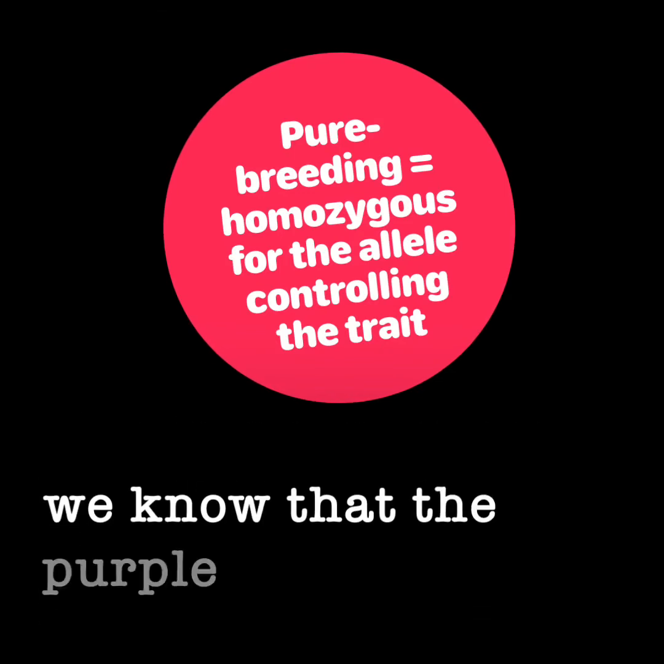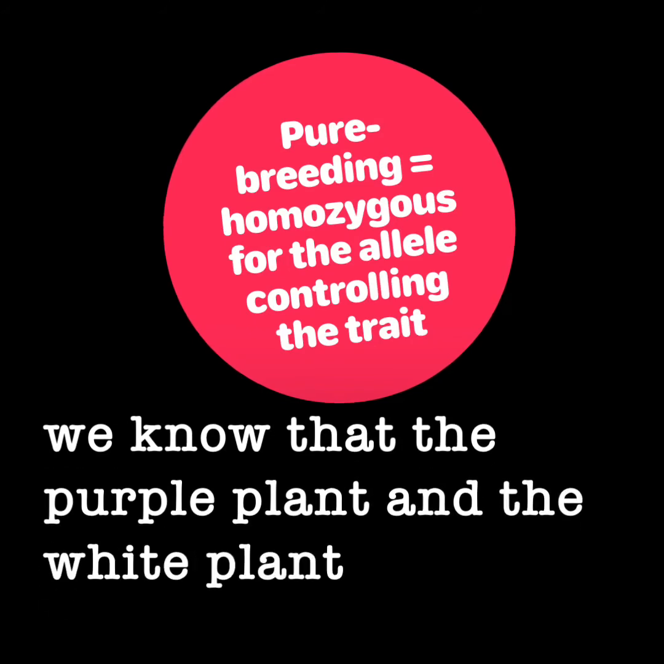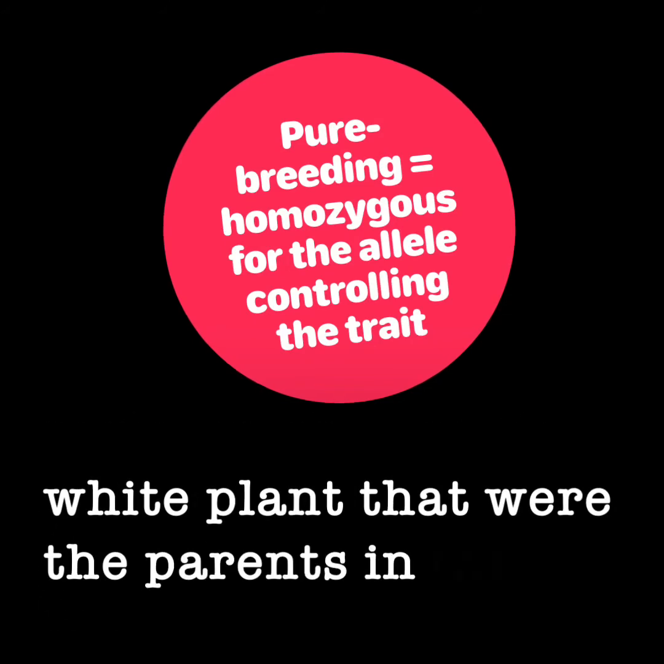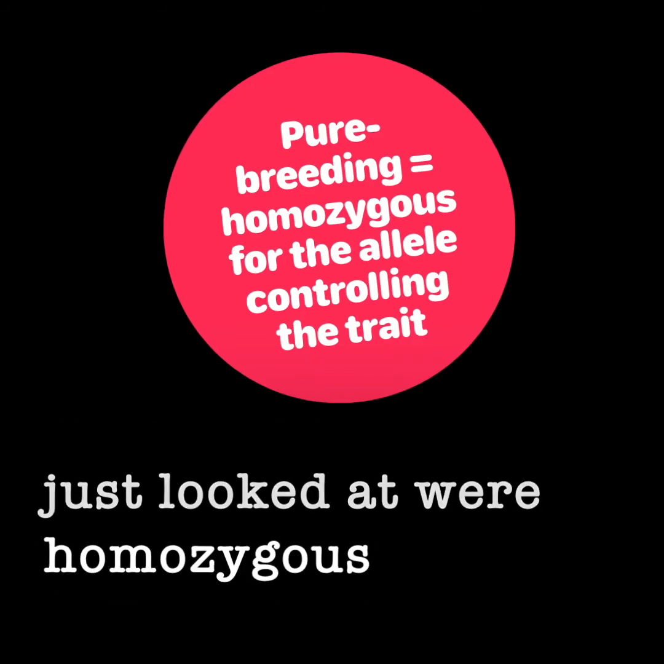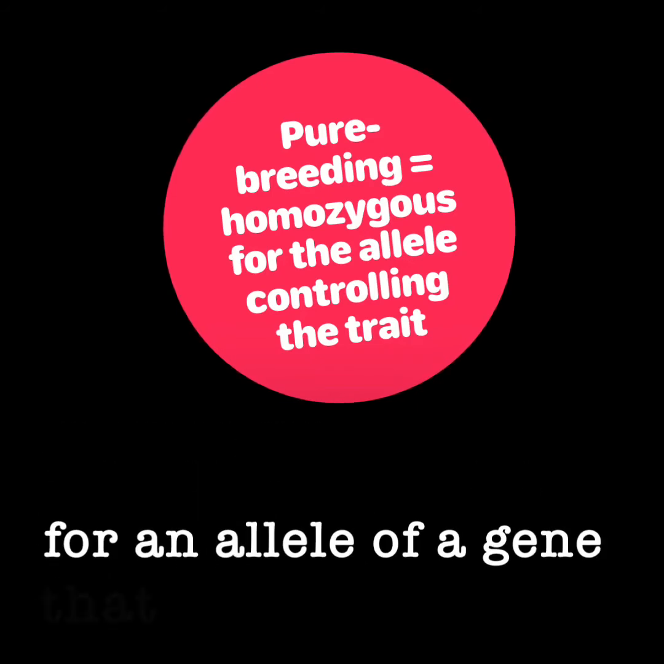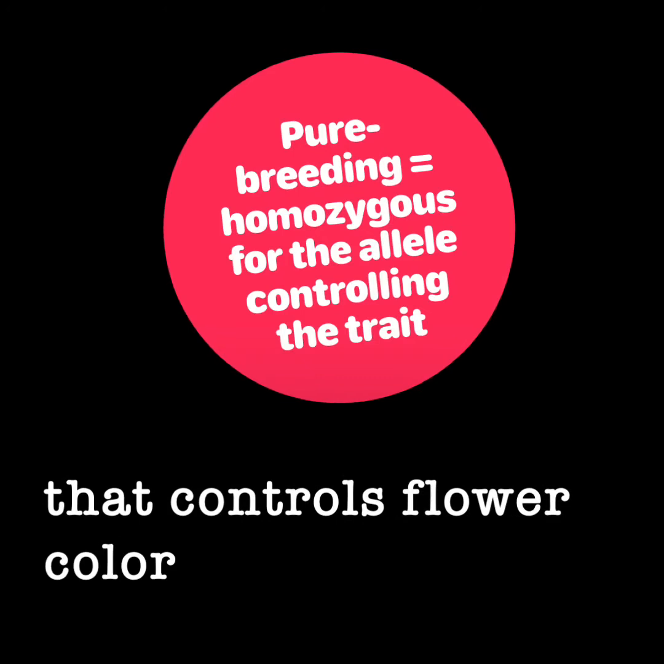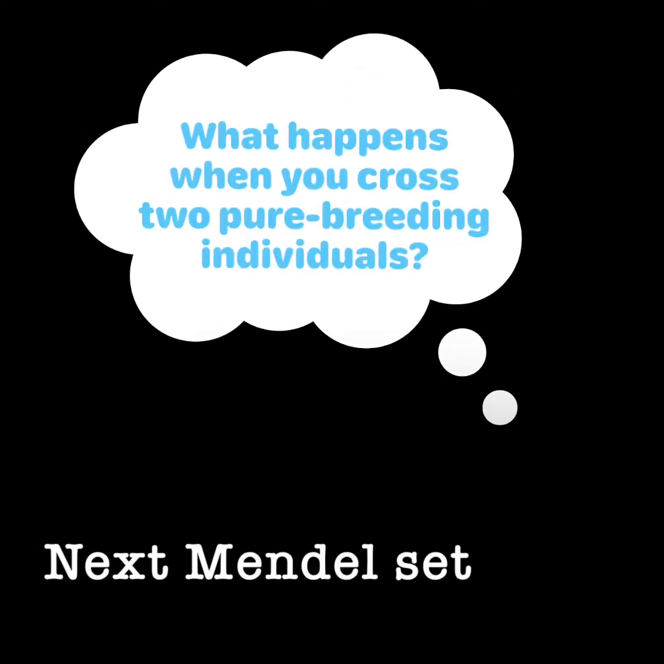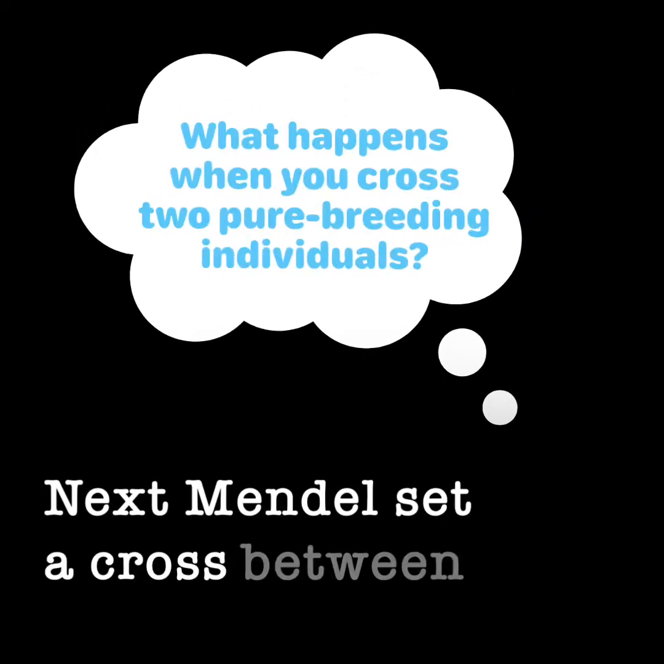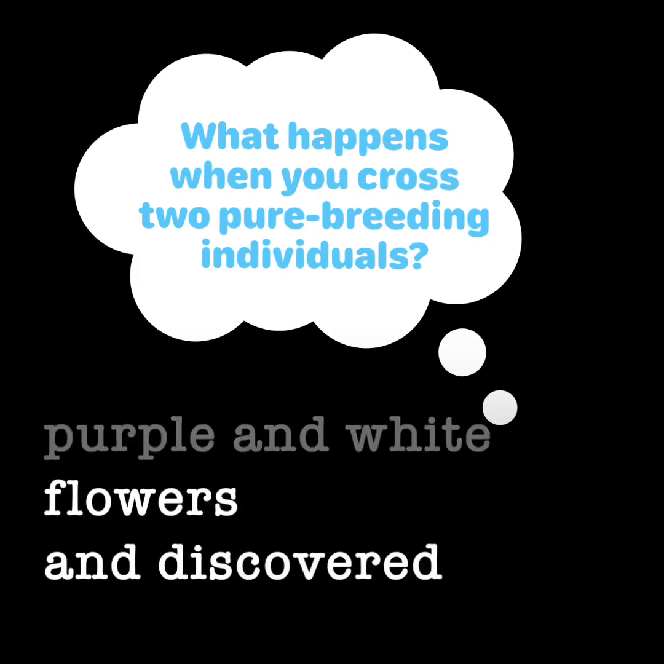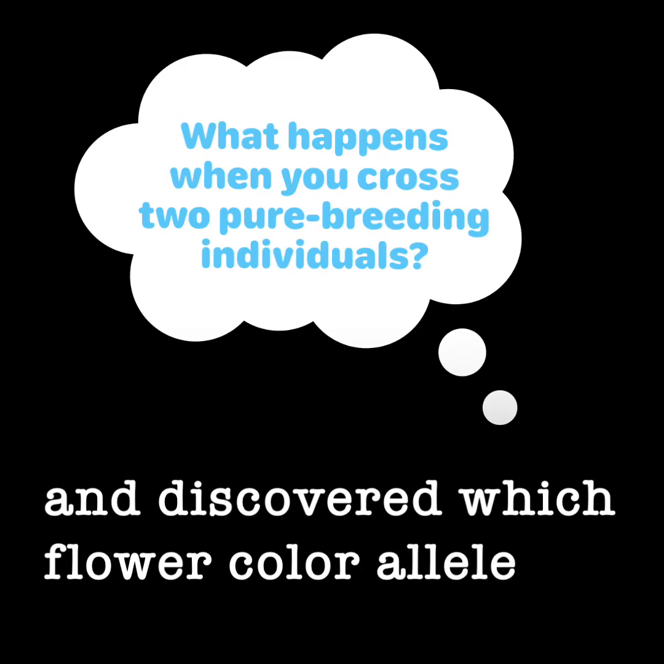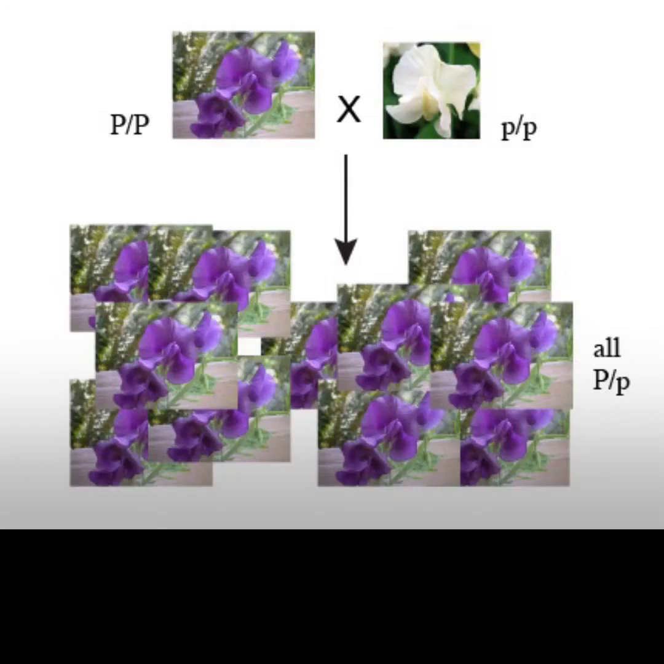We know that the purple plant and the white plant that were the parents in the crosses we just looked at were homozygous for an allele of a gene that controls flower color. Next, Mendel set a cross between those purple and white flowers and discovered which flower color allele is dominant.